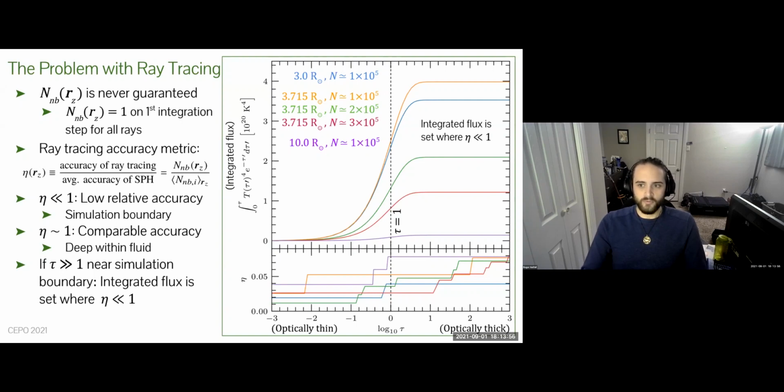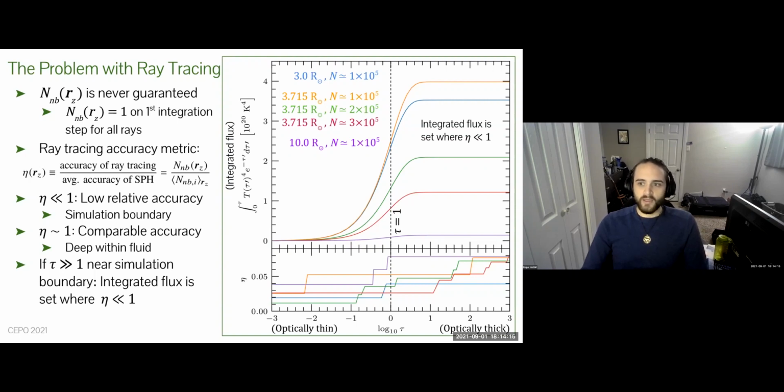So the particles whose kernels overlap at that position, we get their number of neighbors and then take the average. If eta is much, much less than 1, then the accuracy of the ray tracing is much worse than the expected accuracy of the SPH simulation. And if it's about 1, then it's comparable.